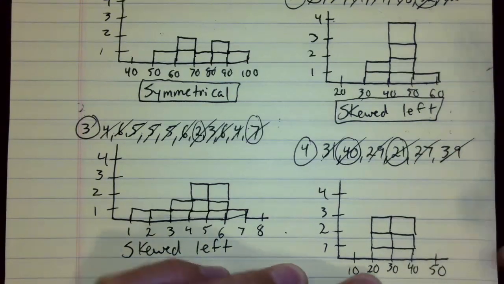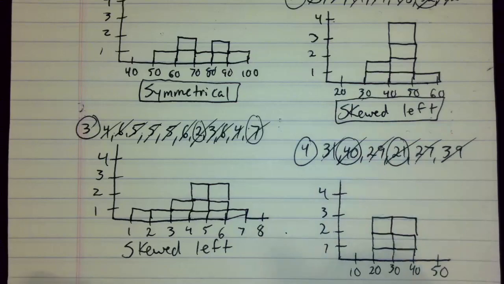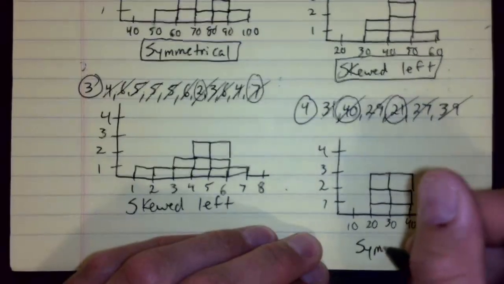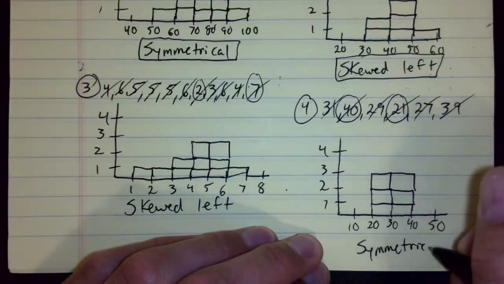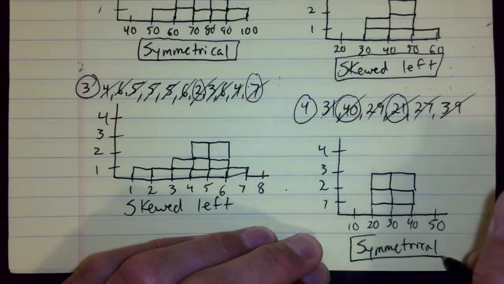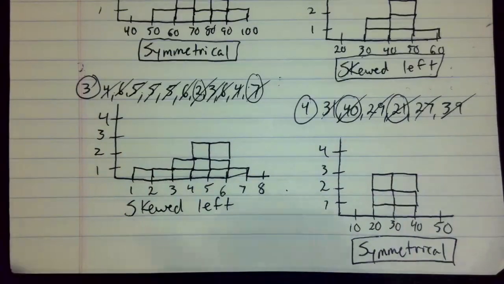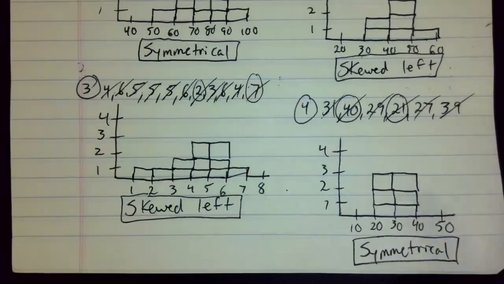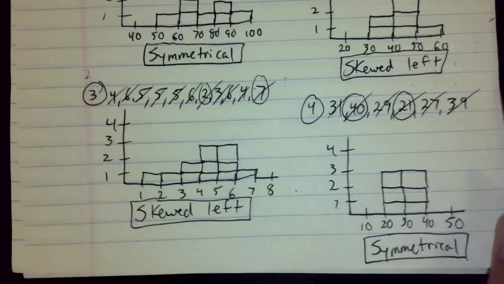So you look at this, and this right here, we're going to say this is symmetrical. So your histogram on this one is symmetrical, and number 3 is skewed left. That's it. So, when you're looking at these histograms, pretty cool on your plotting. You get to see your ranges. But go and try number 5 on your own.